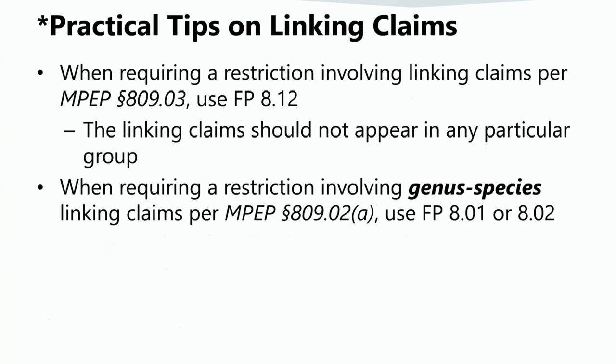Use Form paragraph 8.12 to make restrictions involving linking claims, unless you have a genus claim linking species inventions. Note that when the linking claim is other than a genus claim linking species inventions, the linking claims should not appear in any particular restriction group.